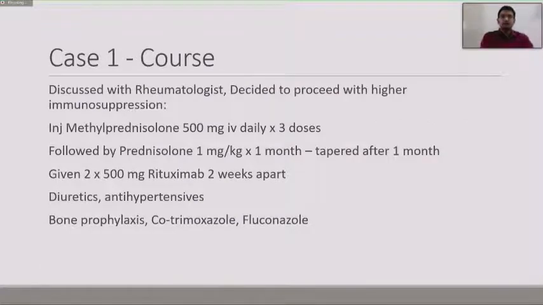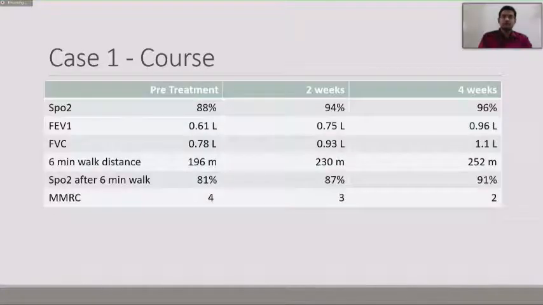And given the progression over the last 2.5 years and the recent worsening of breathlessness over a couple of weeks, we discussed with the rheumatologist and decided to proceed with a higher immunosuppression. And she received 3 pulses of methylprednisolone. She was quite hypoxic and breathless on admission. And also, we decided to give her rituximab, 2 doses of 500 mg 2 weeks apart, along with other supportive treatment for core pulmonary.